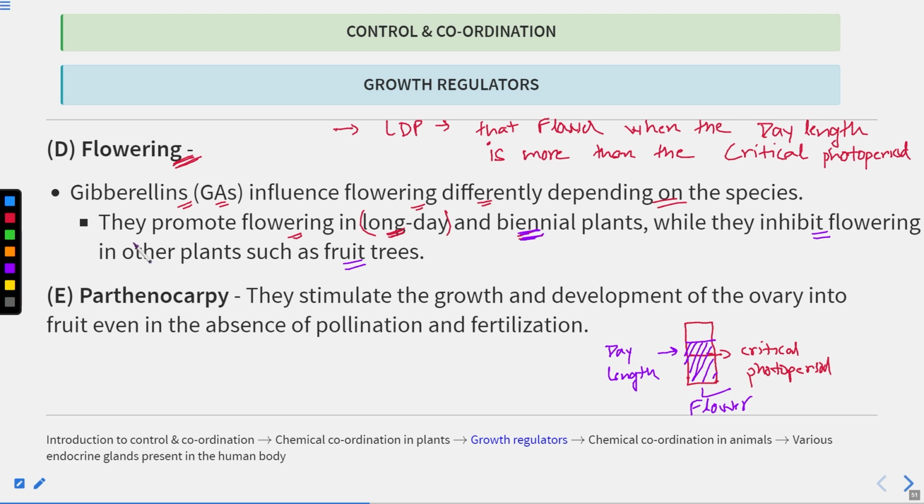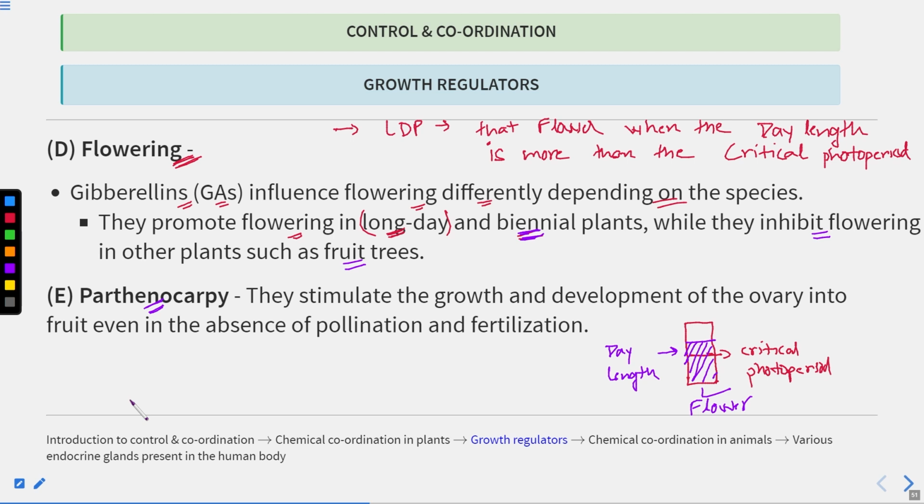Clear? Now parthenocarpy. Let's study the role of gibberellins in parthenocarpy. We've already studied what parthenocarpy is. Parthenocarpy is the formation of seedless fruit, which is produced without pollination as well as fertilization.